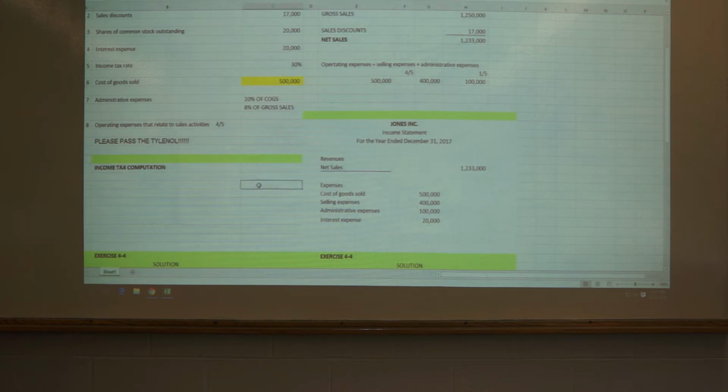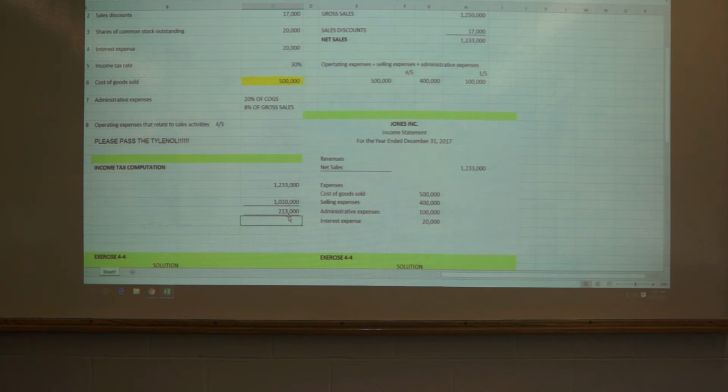So we have our net sales of this amount, and we've got all our expenses here. Let's try that a different way. I'm just going to sum them up. Okay, so we've got expenses so far of this amount here. We get expenses of 1,020. So that means we have net income before tax of revenues minus expenses, or 213.